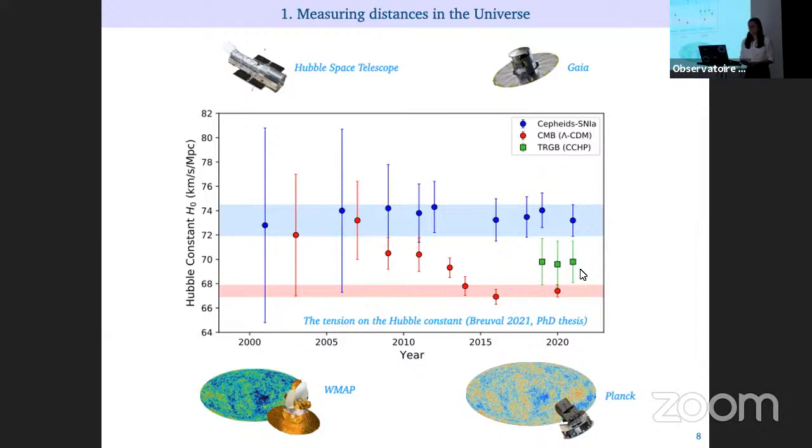So it's really interesting to compare these two methods, the late and the early measurement, because it's a powerful test of the standard cosmological model. And if this tension is confirmed, it would suggest that the standard model should be slightly revised by, for example, including exotic particles or new physics beyond the standard model.